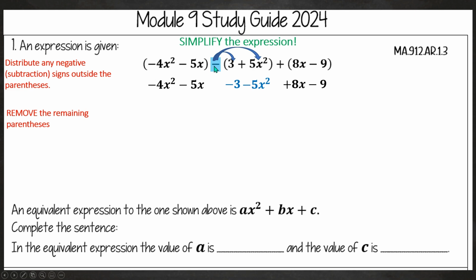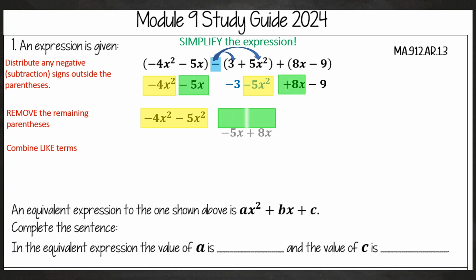So now that we've dropped the parentheses, we're just going to combine our like terms. I like to highlight, but if you don't have a highlighter, you can box, circle, triangle, or underline your like terms. Here I have negative 4x squared and negative 5x squared. So I'm going to combine those two terms, negative 4 minus 5. And then I have negative 5x and a positive 8x. Those are like terms, so I have to combine those. And then I have negative 3 and negative 9. Those are like constants, so I'm going to combine those.